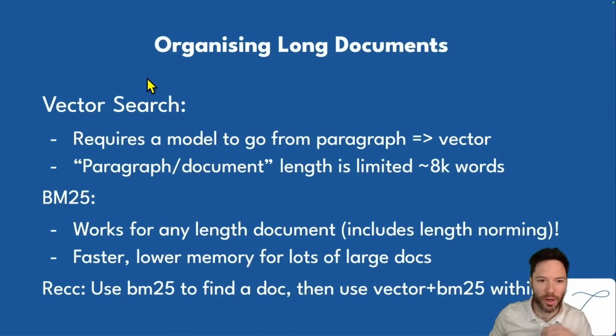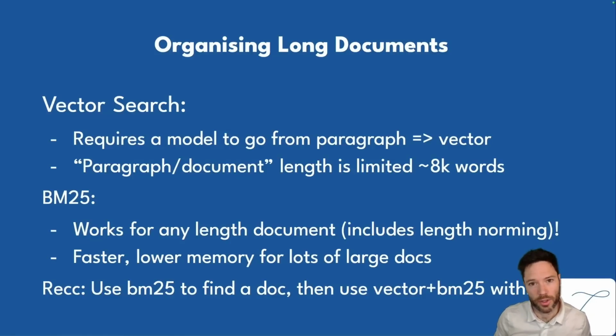The next thing to be aware of is long documents. So vector search requires a model in order to get a vector for that paragraph or document. And you can deal with quite long documents. For example, the nomic embedding model handles 8,000 words. This is a fairly common length. But if you have a document that's longer than this, you're not going to be able to get a vector representation. Now, you could cut it into chunks and then average the vector across those chunks. That's a very rough way. It's not going to be benchmarked with respect to performance.